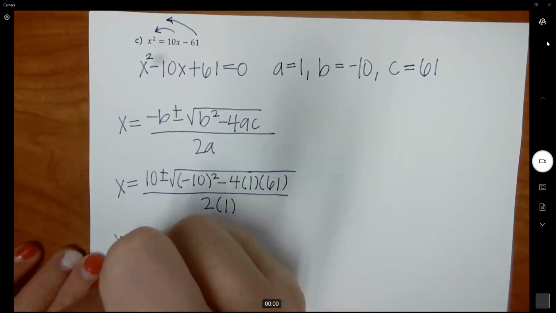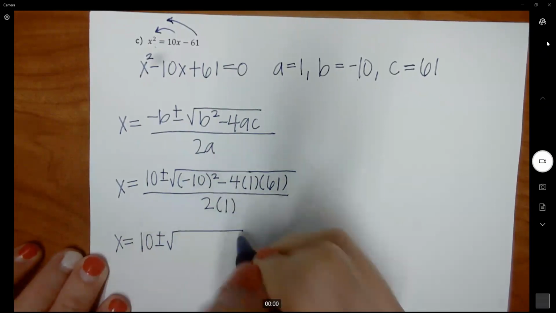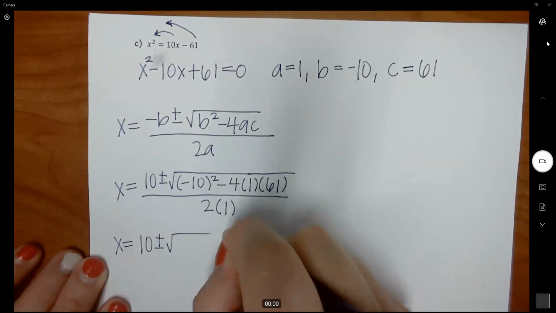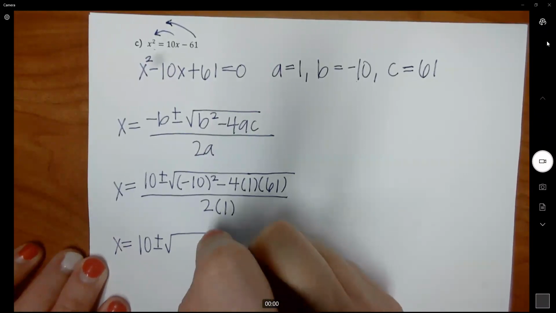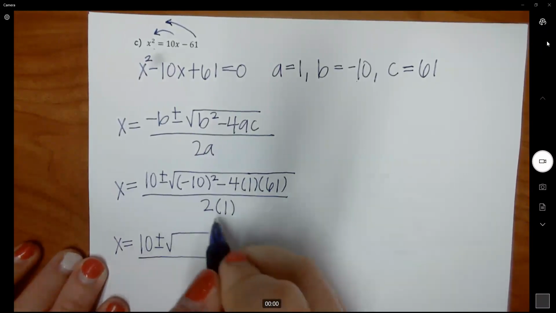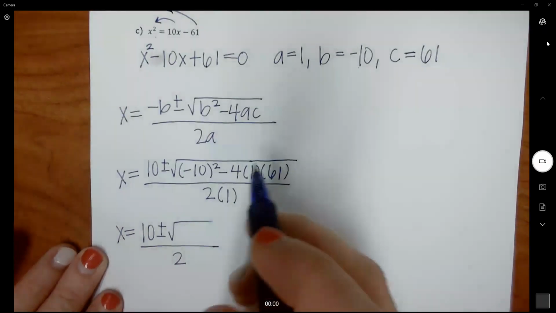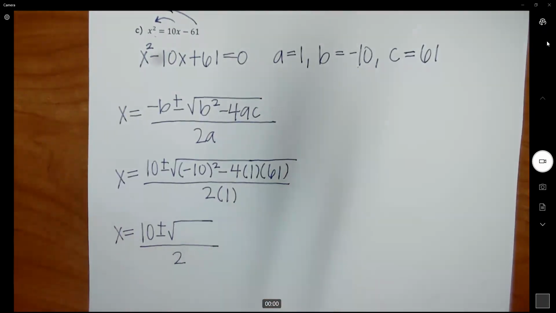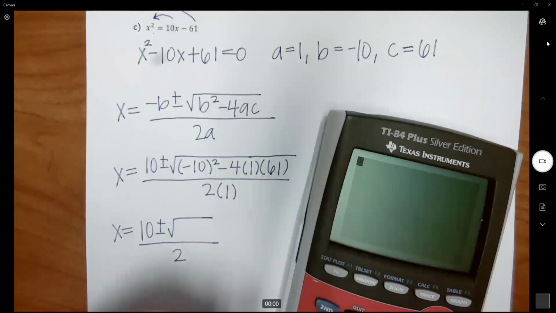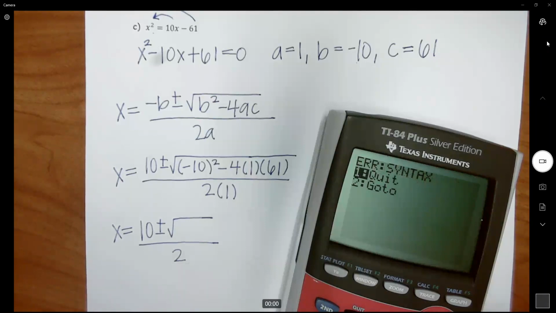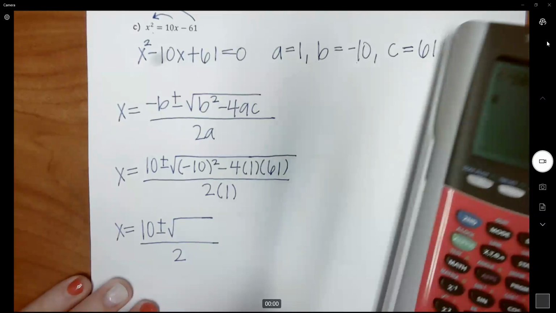So let's simplify. I've got 10 plus or minus the square root of something. I don't know what that number is. Definitely not going to be as big as my first radical was. And then all over 2. Okay, so let's see what number we get here. Okay, we get -144.